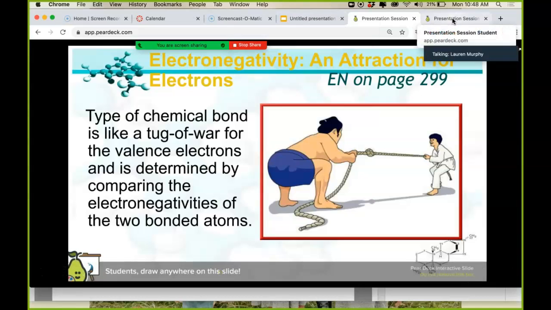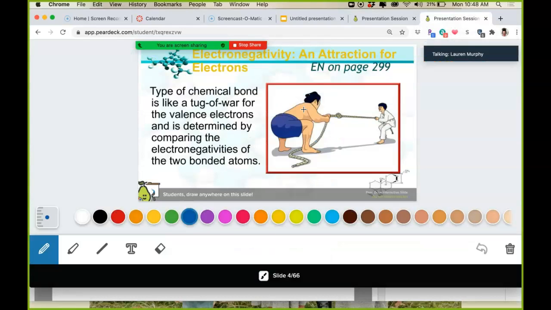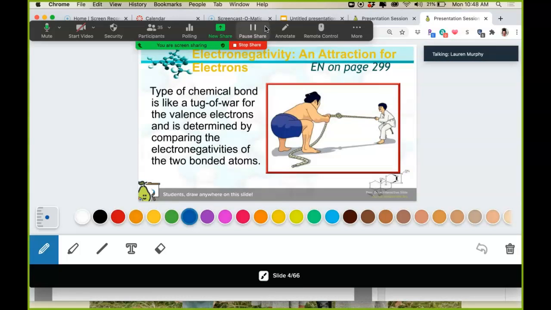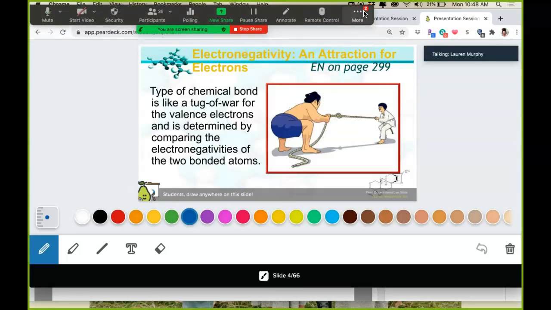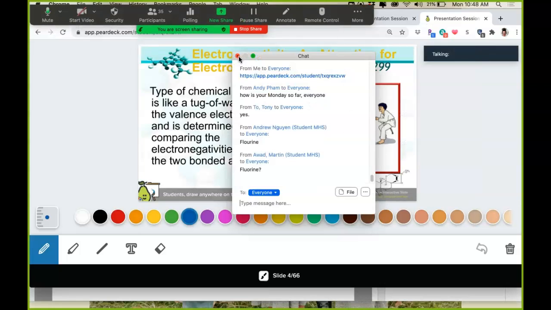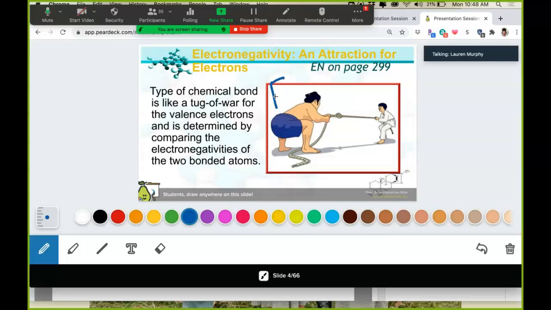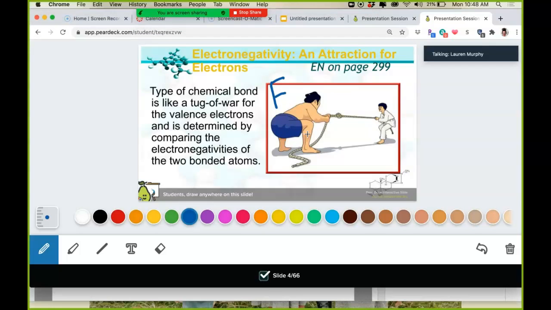Ooh, this is the last chapter. Who is the most electronegative element on the periodic table? Who is the most attracted to electrons out of all of our elements? Fluorine, good job. So your sumo of the periodic table is fluorine. It attracts electrons more than any other element. Right next to fluorine in strength is oxygen and then nitrogen. Those are your three most electronegative elements.